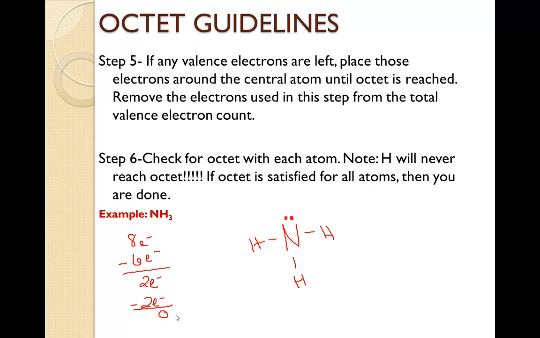We use these electrons to count the duet. We're also going to use them to count the central atom. So 1, 2, 2 here, that's 4, 2 here, that's 6, 2 here, that's 8. So I have a total of 8 electrons, which means I have a full octet here. Check for octet with each atom. Hydrogen will never reach octet. If octet is satisfied for all atoms, then you are done. Because nitrogen is now an octet, we're done here. So the final figure looks like this.